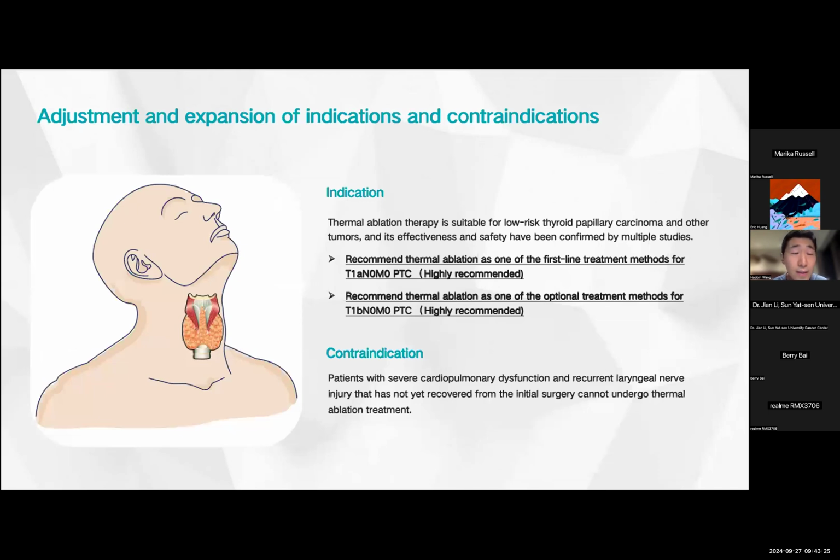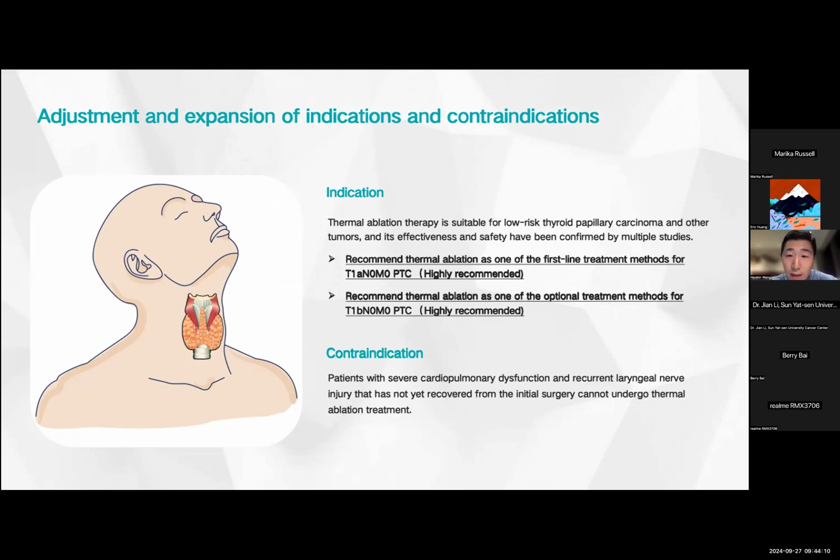And then the indications and contraindications are very, very important before treatment. Indication: thermal ablation therapy is suitable for low-risk papillary thyroid carcinoma and other tumors. Its effectiveness and safety have been confirmed by multiple studies. This consensus recommends thermal ablation as one of the first-line treatment methods for T1a N0M0 PTC. This point is highly recommended.